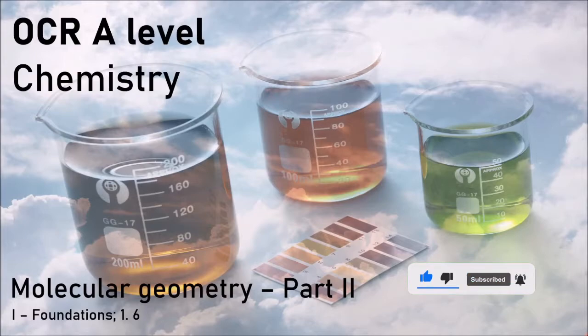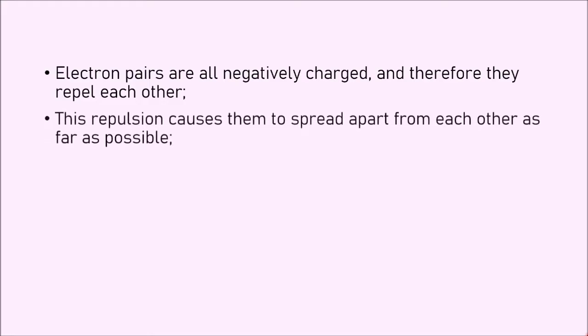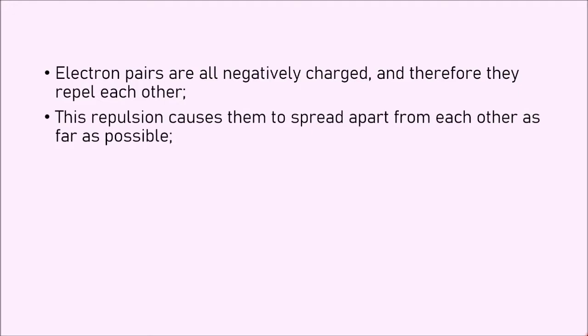As a bit of a reminder from last time, let's have a look at VSEPR theory, which states that electron pairs are all negatively charged. We all know that, of course, and due to this they repel each other. When we're looking at electron pairs, and particularly in molecular geometry, we're looking at the pairs on the outermost shell of the central atom, so that's what we're interested in. Due to this repulsion, the electron pairs on the outermost shell of the central atom spread out apart from each other such that they are situated as far apart as possible.